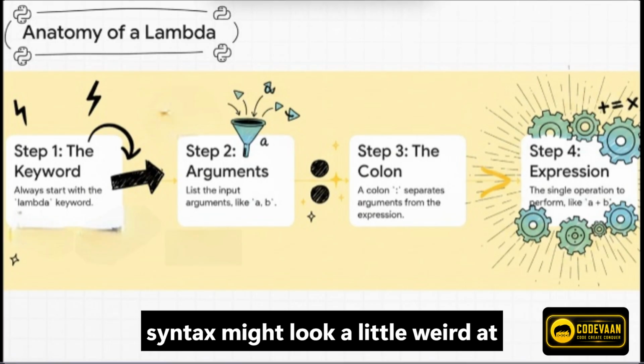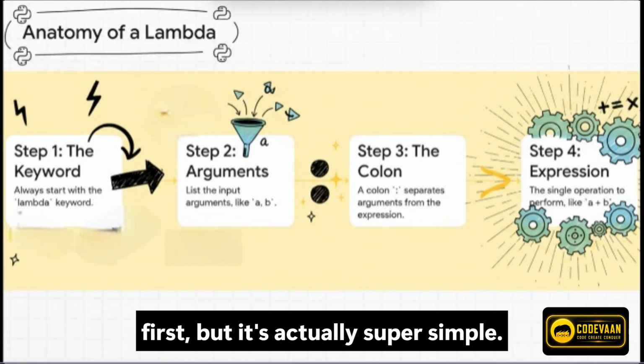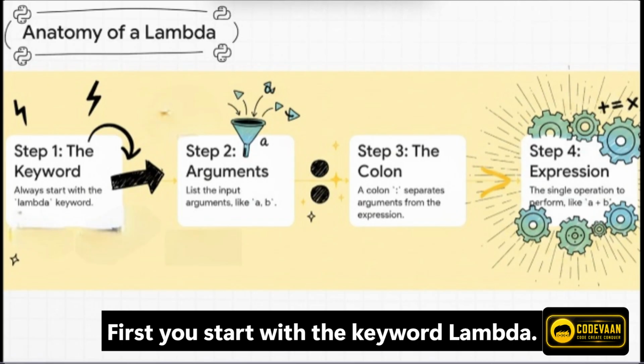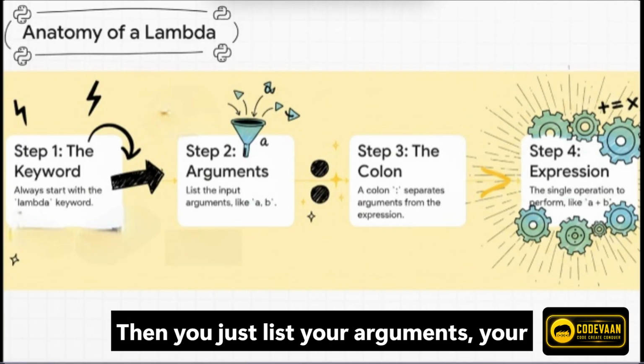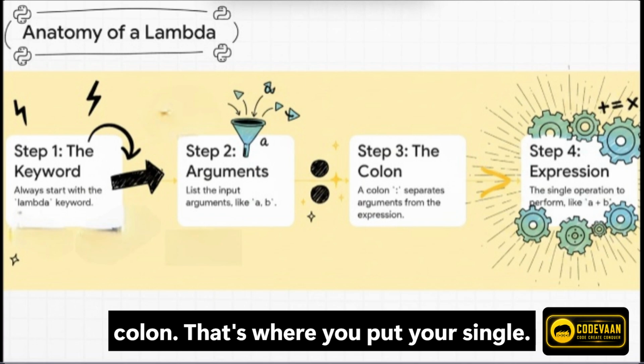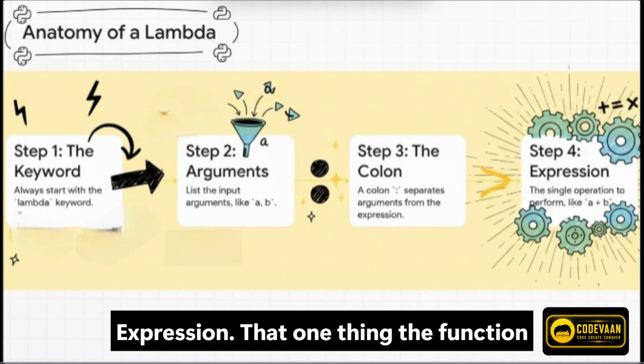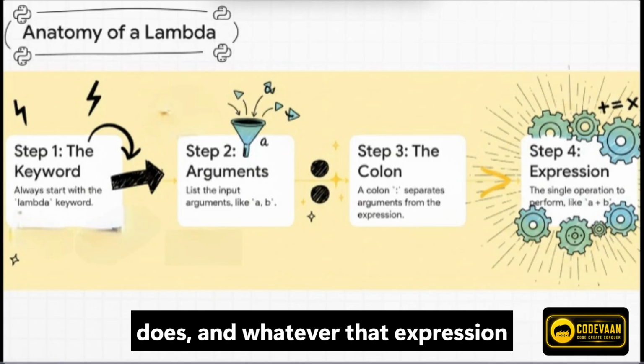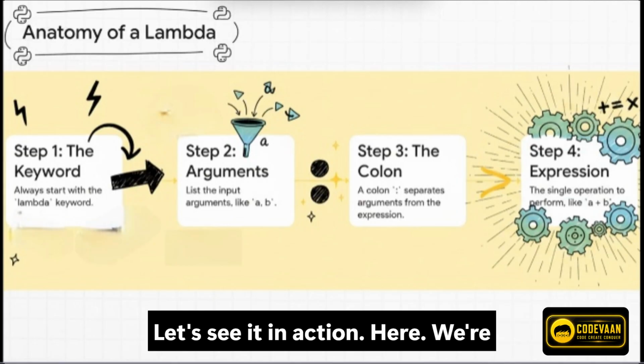The syntax might look a little weird at first, but it's actually super simple. First, you start with the keyword lambda. Then, you just list your arguments, your inputs, no parentheses needed. After the colon, that's where you put your single expression, that one thing the function does. And whatever that expression evaluates to gets returned automatically.